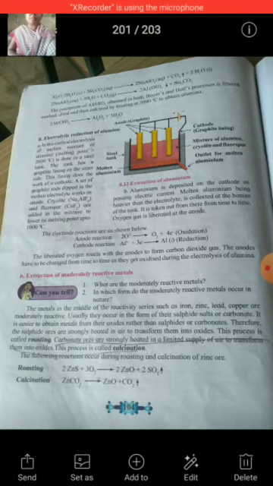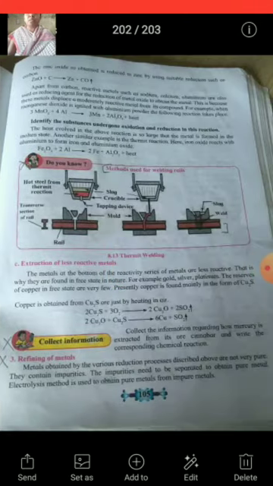The zinc oxide so obtained is reduced to zinc by using a suitable reductant such as carbon. That means from zinc oxide we obtain zinc by using a reductant such as carbon. Carbon is a non-metal. We use non-metals like carbon to reduce the zinc oxide and it forms zinc metal. The reaction is shown here. Zinc oxide plus carbon forms zinc plus carbon monoxide.